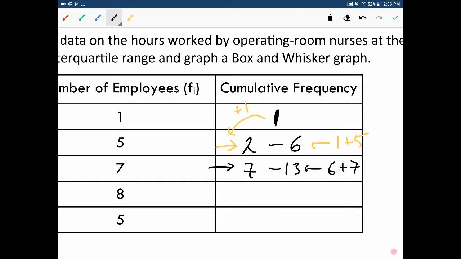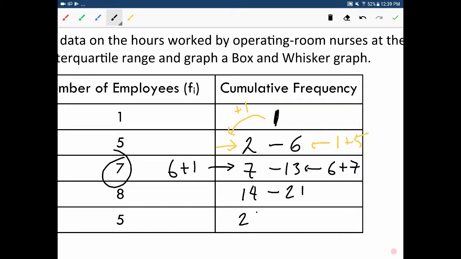This one there is 6 plus 1. So the first one's always going to be whatever came last plus 1, and then you add whatever this number is here. All right? So what comes next? Person number 14. And how many people were there? 8. So we'll go up to person 21.